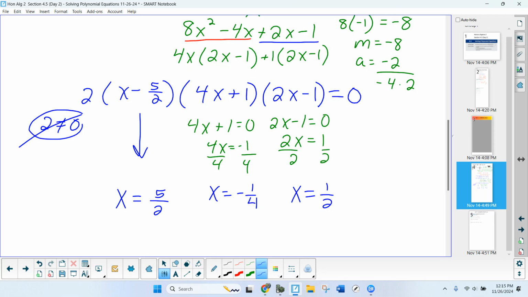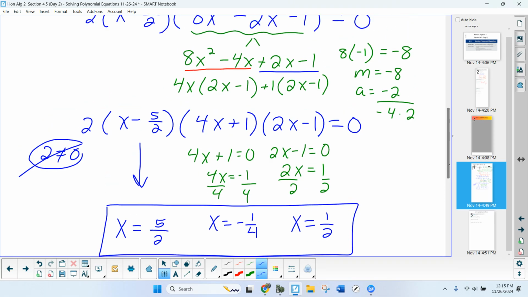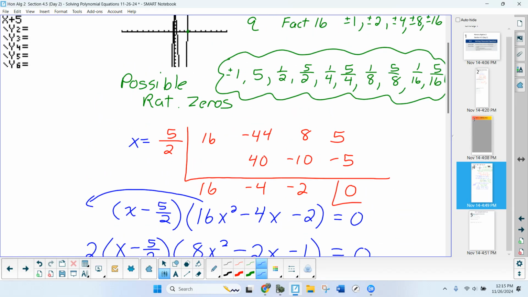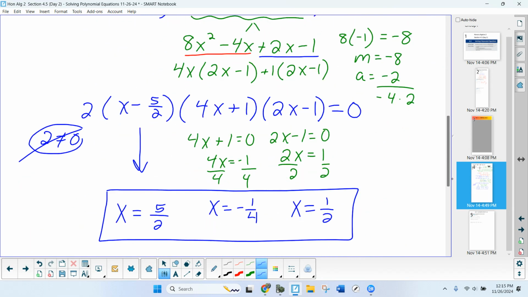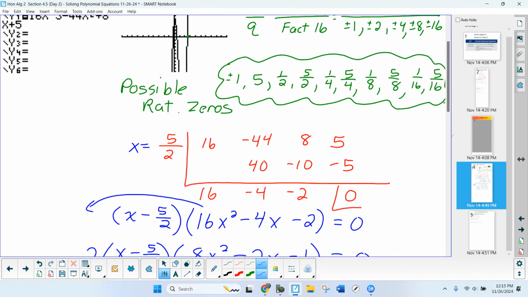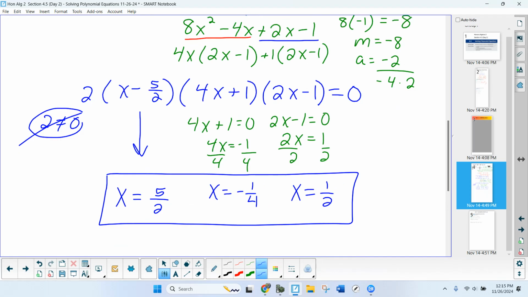Now, we already know 5/2 was in my list of possible rational zeros. Is -1/4 in my list of possible rational zeros? And then the last one was 1/2. Is that in my possible rational zeros? Yeah, we found them. So you can see it's getting a little harder. We're adding a lot together. Any questions there?